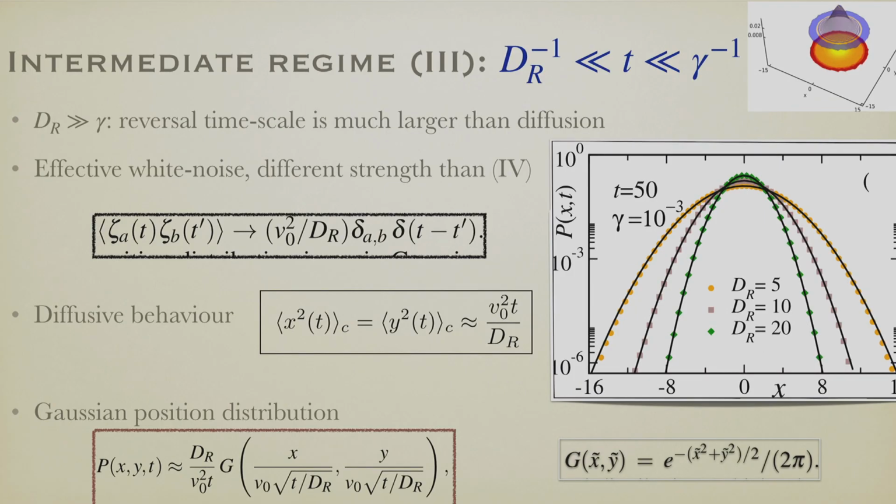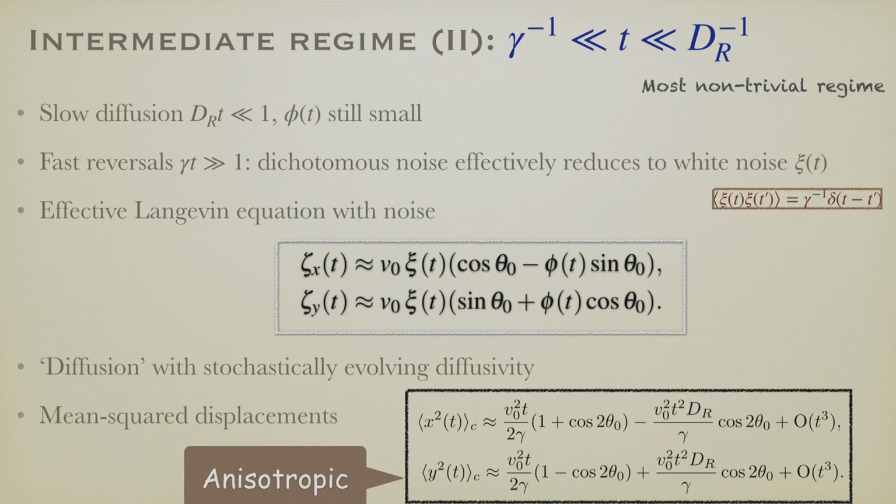And then the third regime, where as I showed in the 2D pictures here, we again get a single peak Gaussian-like distribution, and as expected, if we do the calculations here, we again get an effective white noise and typical Gaussian fluctuations. But now let me come to the most interesting scenario, which is this regime where t is much larger than gamma inverse. So reversals are much more frequent, whereas the diffusion of the direction is not so prominent.